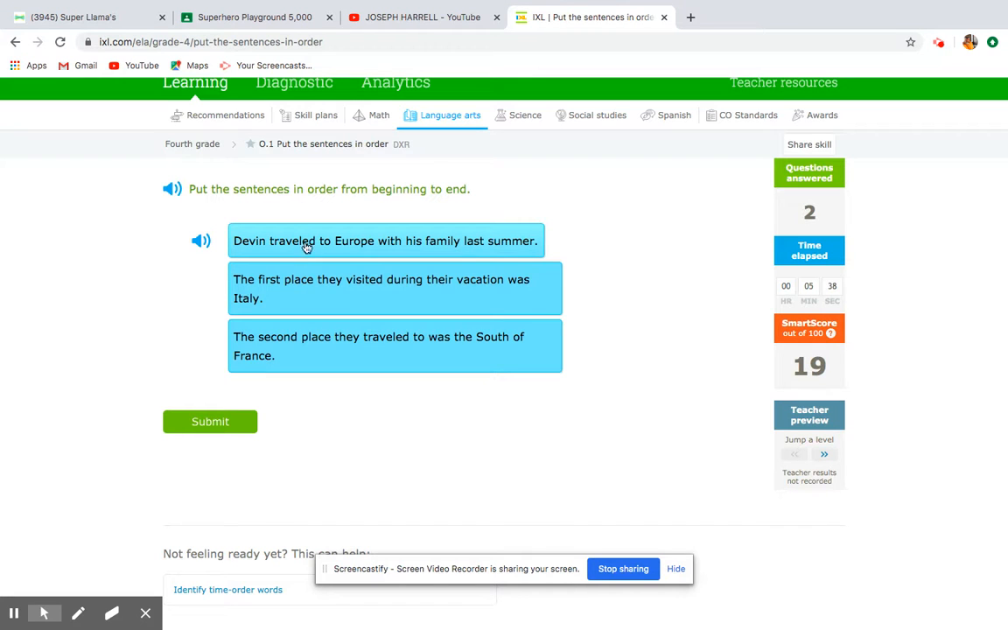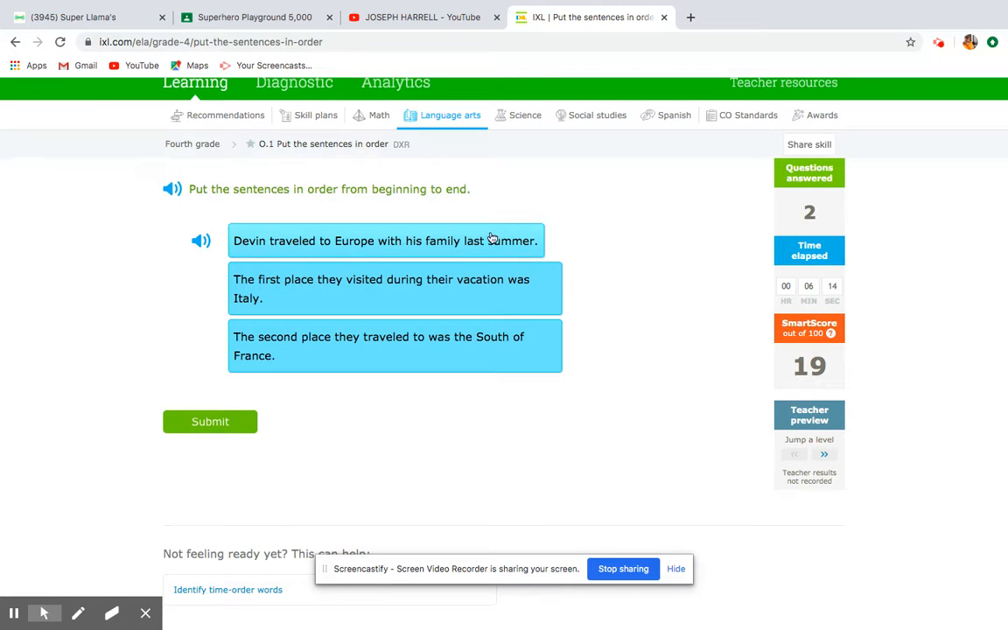It tells you that he traveled somewhere. The first place they visited during their vacation was Italy. The second place they traveled to was the south of France. You don't have to know where Italy or France are to be successful at this. You just have to read the context clues. The first place they visited was Italy. The second place they visited was the south of France. And you've got an introduction to start it all off.